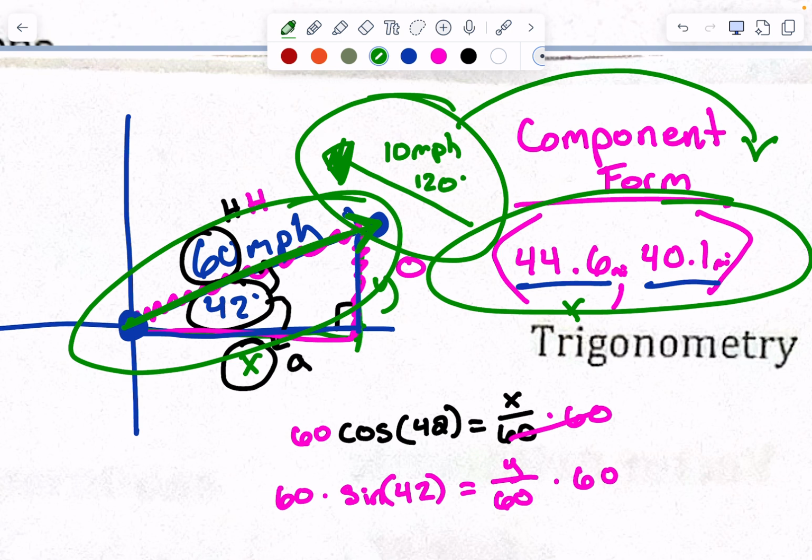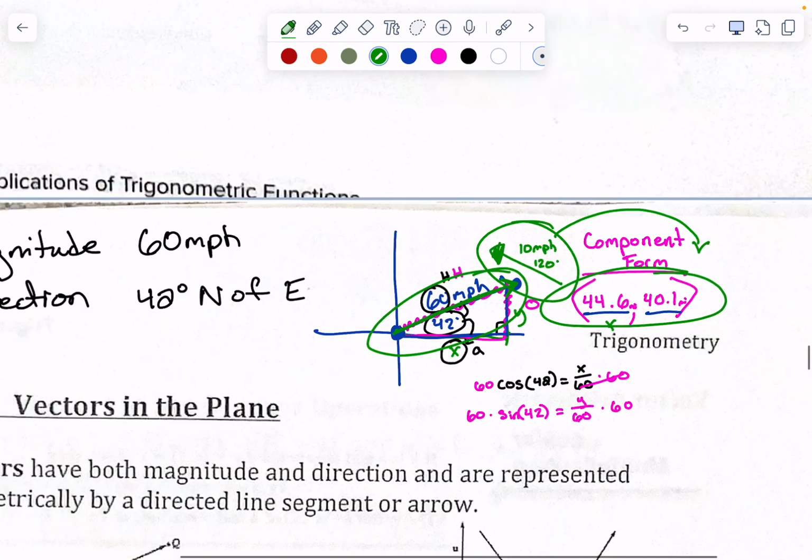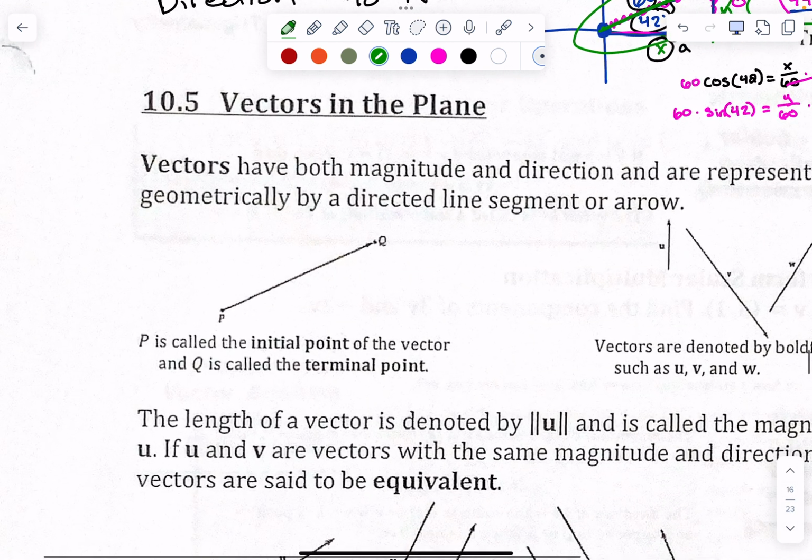That's how that works, okay? Yes, all right. That is way more detailed than what we're going to get into today. Today we're just talking about component form and what vectors look like.